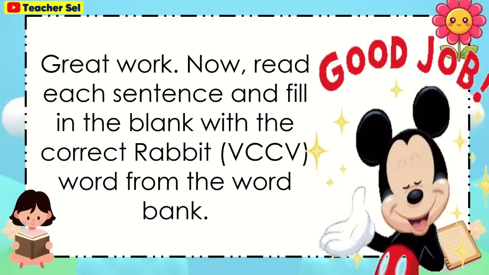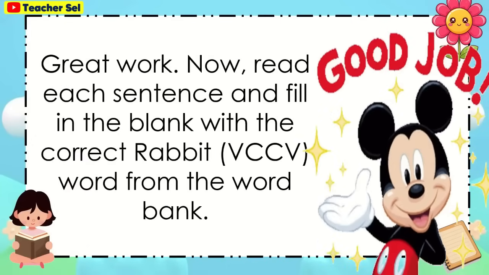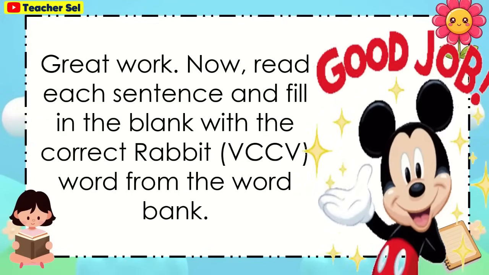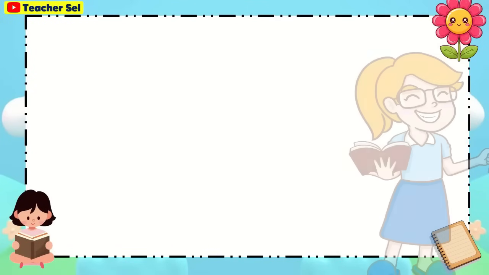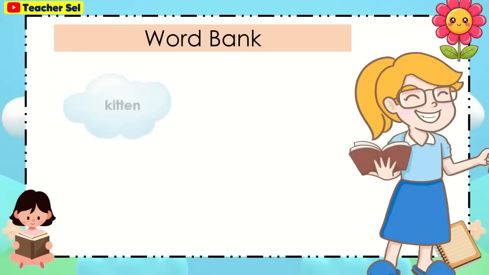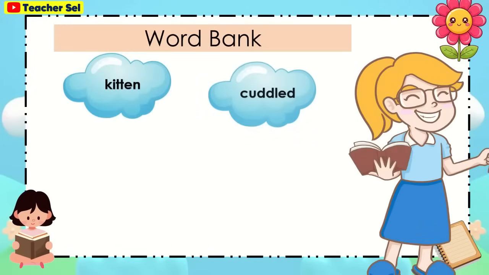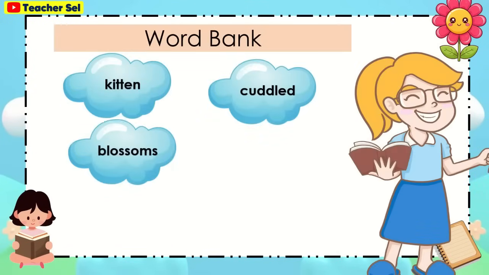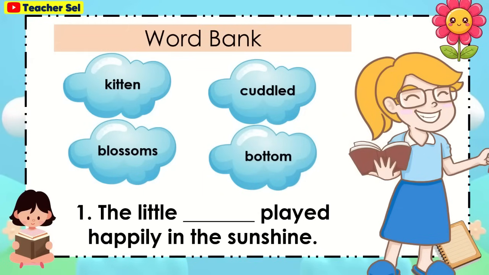Great work! Now, read each sentence and fill in the blank with the correct VCCV word from the word bank. Kitten, cuddled, blossoms, bottom. Number 1. The little blank played happily in the sunshine. You're right, the correct answer is kitten.